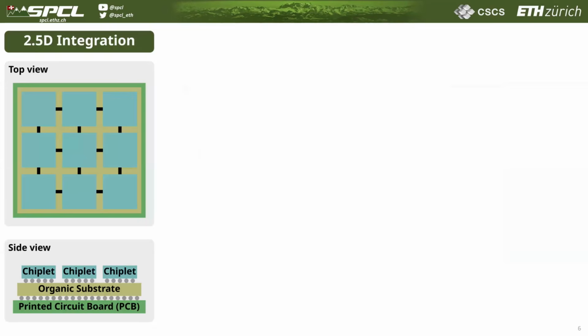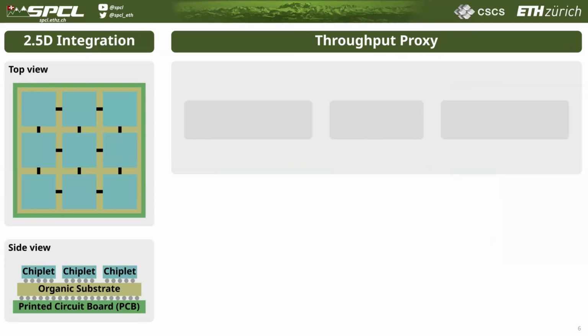So let's have a look at our latency and throughput proxies. Here again, we see a 2.5D stacked chip. And let's start with the throughput proxy. This proxy consists of 3 different parts. In the first step, we estimate the bandwidth of each link.